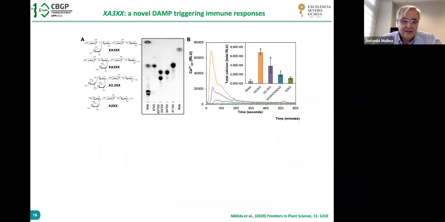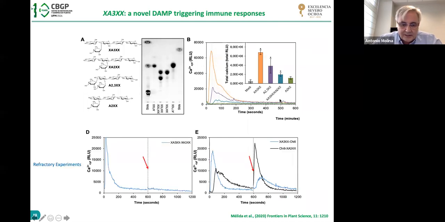Based on this finding, we checked several oligosaccharides, several arabinoxylans that are commercially available, and we checked the activity of these oligosaccharides to trigger immune response. You can see here we have 4 different structures. I will not go into much detail, to tell you a very long history in a short way, just to mention that this XA3XX was the most active compound from the oligopentoses that we tested. And this compound was able to trigger the immune response, as you can see here by the calcium burst, compared to the other compounds.